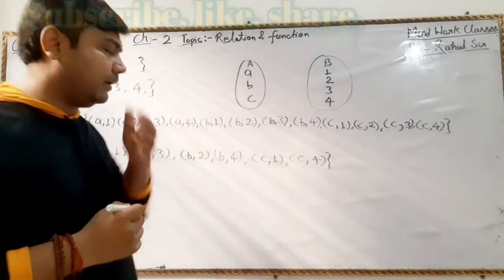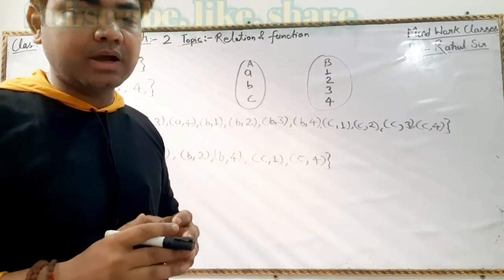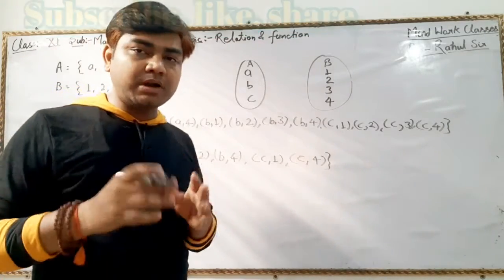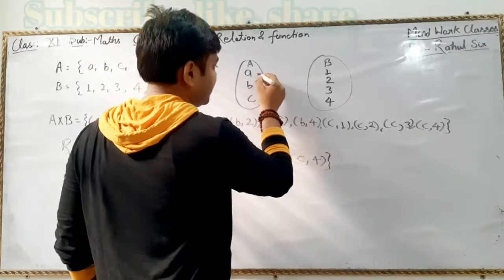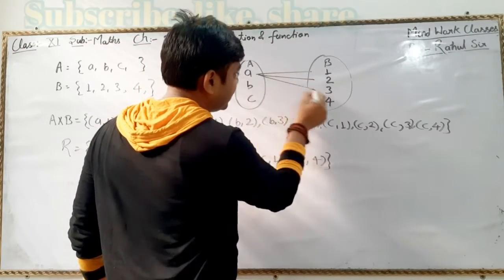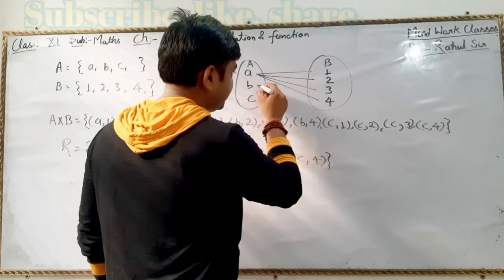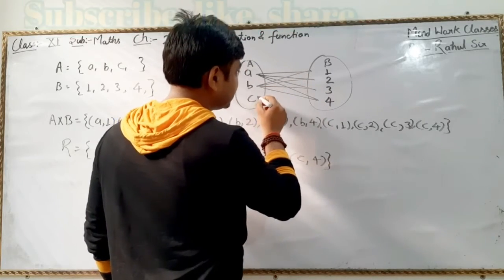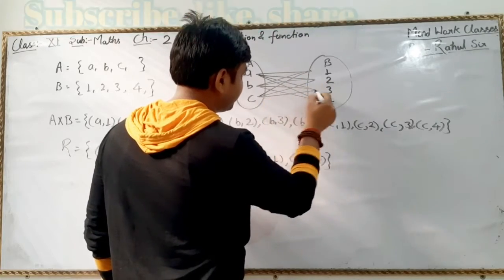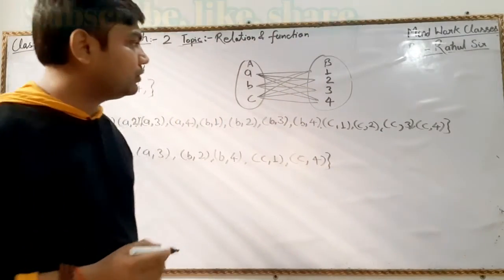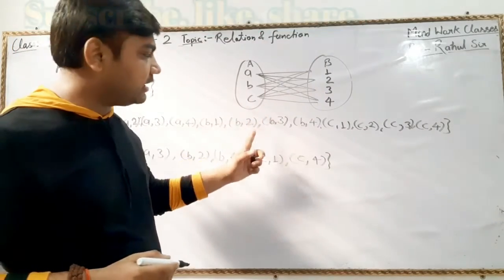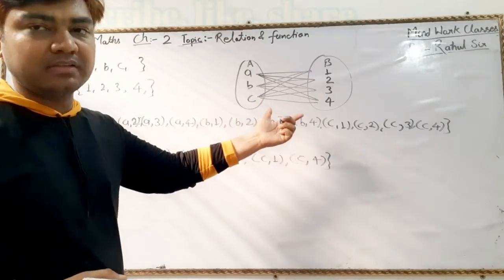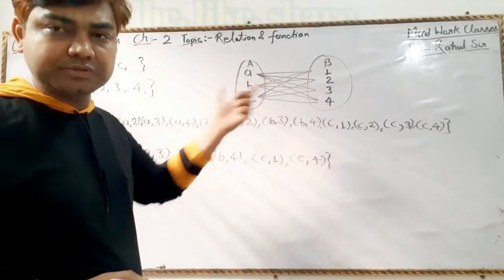Okay, so what does the Cartesian product give? The Cartesian product gives us like this. A is connected to all four. B is connected to all four. C is connected to all four. Okay. So this is the Cartesian product of two sets. Okay, this is the representation for the Cartesian product of two sets.